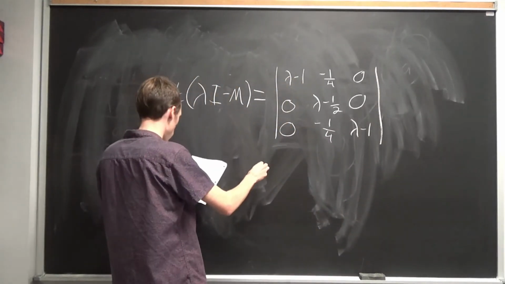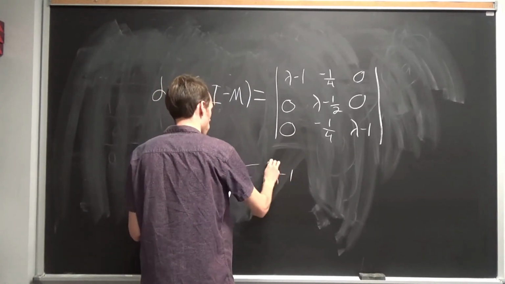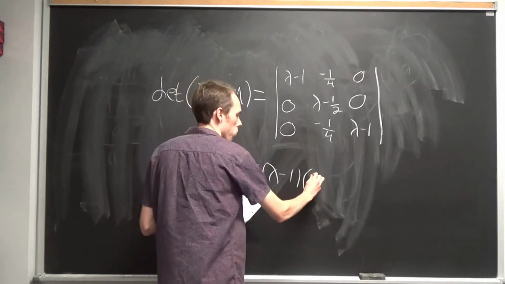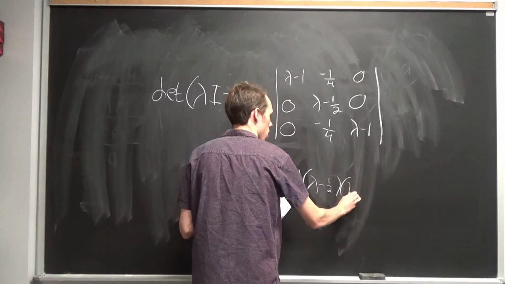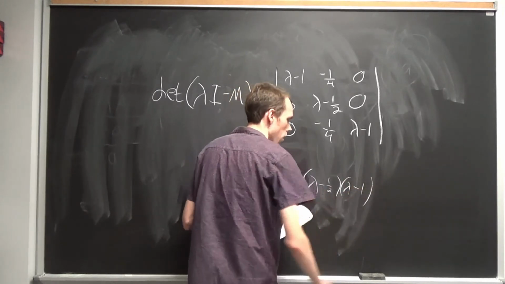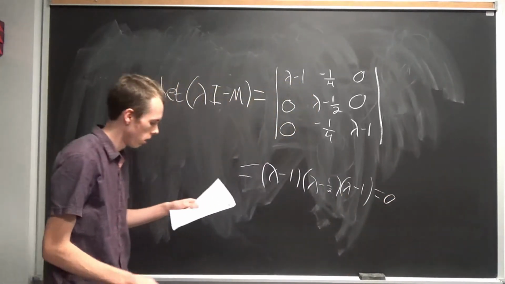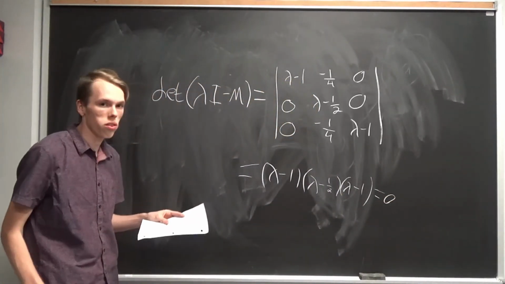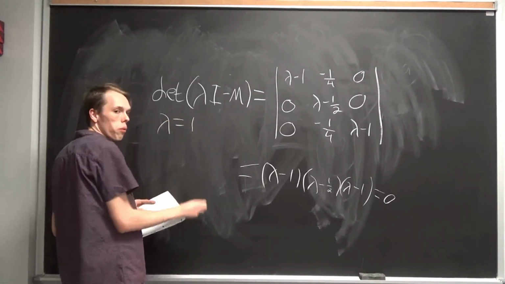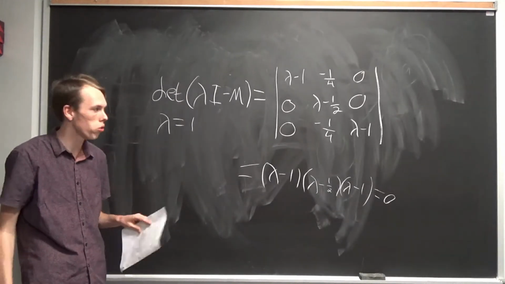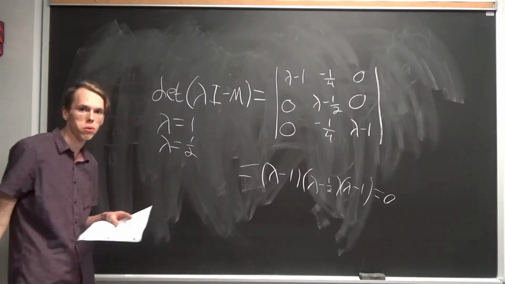And this turns out to be lambda minus 1 times lambda minus 1/2 times lambda minus 1. And we set this equal to 0. This gives us the eigenvalues of lambda equals 1 with an algebraic multiplicity of 2, and lambda equals 1/2 with an algebraic multiplicity of 1.